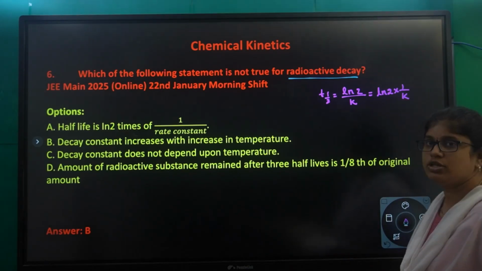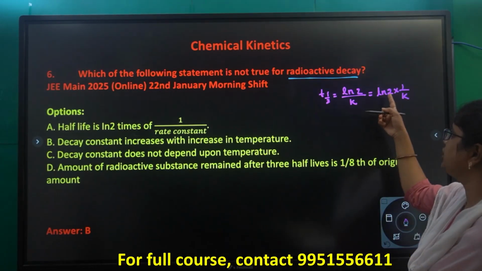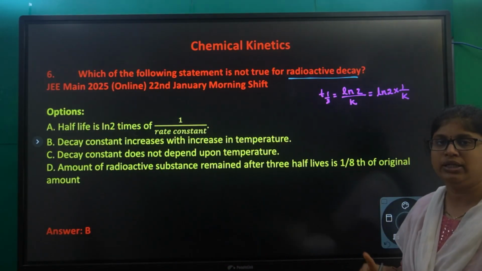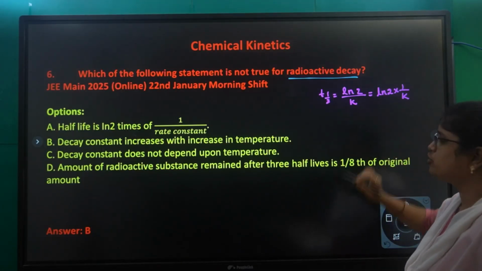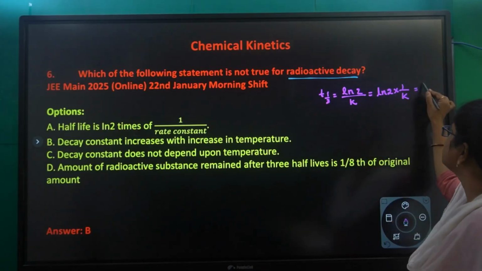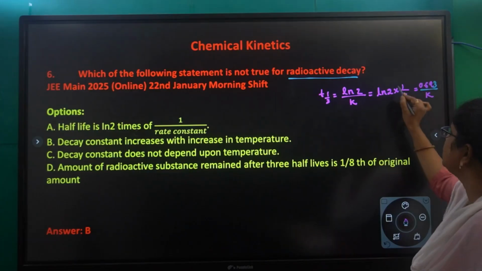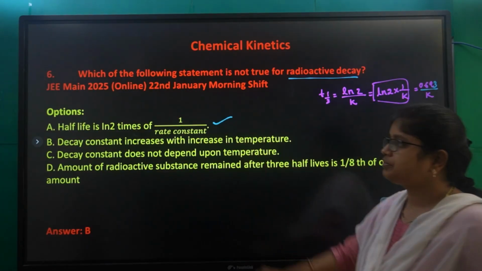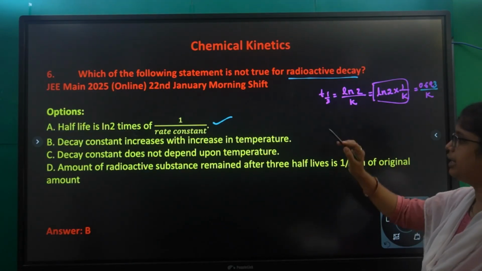Here ln 2 is equals to 2.303 into log 2, right? So 2.303 into log 2 value is 0.3010. So 2.303 into 0.3010, then how much will we get? 0.693 divided by K. So this is the correct one only. So this statement is correct: half-life is ln 2 times 1 by rate constant.